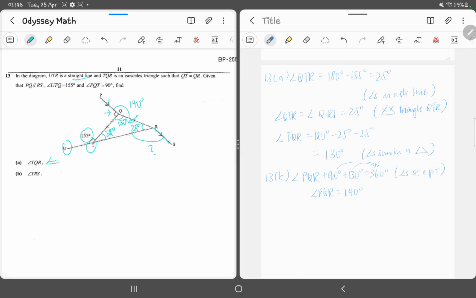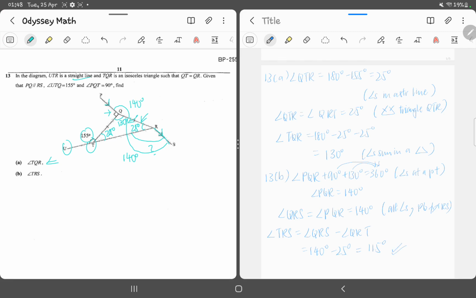And we know that PQ is parallel to RS, which means that using alternate angles, angle QRS equals angle PQR, which equals 140 degrees. So alternate angles because PQ is parallel to RS. Knowing that angle QRS is 140 degrees and angle QRT is 25 degrees, angle TRS equals angle QRS minus angle QRT, which equals 140 degrees minus 25 degrees, which gives us angle TRS equals 115 degrees. And we are done with 13b.